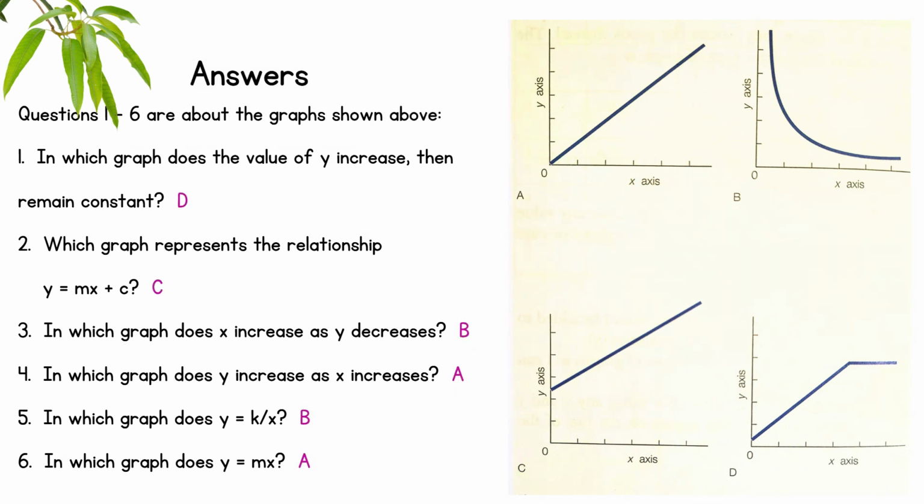Did you get these answers? In which graph does the value of y increase then remain constant? That's D. Which graph represents the relationship y equals mx plus c? That's C. In which graph does x increase as y decreases? That's B. In which graph does y increase as x increases? That is A. In which graph does y equal k over x? That is B. And in which graph does y equal mx? That is A. Did you get all of these questions correct? Did you get some correct? I hope it went well. Great job for trying.